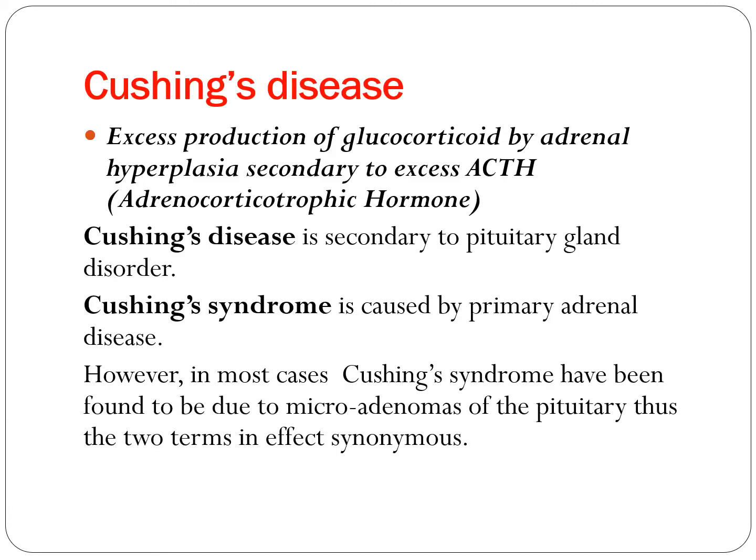Now, going for Cushing disease. It is due to excess production of glucocorticoids by adrenal hyperplasia secondary to excess adrenocorticotrophic hormone. Cushing disease is secondary to a pituitary gland disorder. Cushing syndrome is caused by primary adrenal disease. Mostly, you can see it is due to micro-adenomas of the pituitary. The terms Cushing syndrome and Cushing disease are often used synonymously.